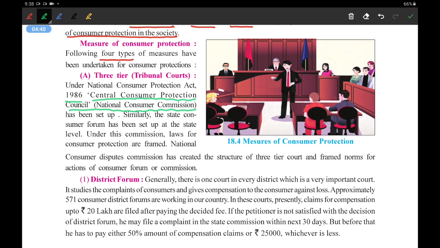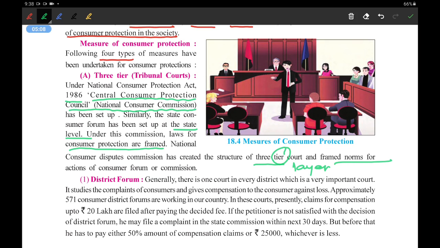Similarly, consumer forums have been set up at the state level. At the central level, this is the Central Consumer Protection Council. At the state level, the State Consumer Forum has been set up. Under this commission, laws of consumer protection are framed. The National Consumer Dispute Commission has created a structure of three tiers. Three tier means three layers. Tier here means layer.